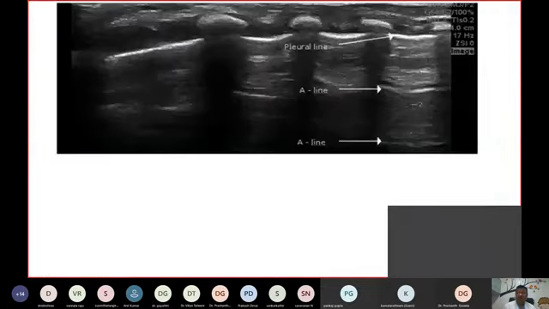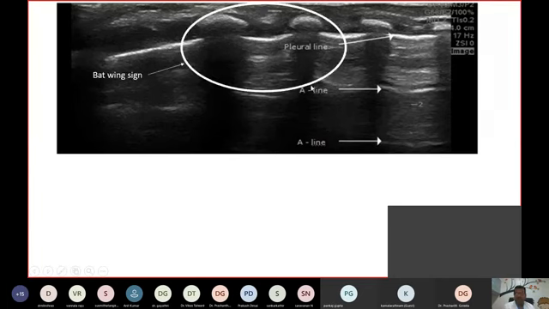So just to summarize a normal lung, this image is more than enough for you to know what is a normal lung. So you have a pleural line, thin pleural line. These are the ribs, these are the superficial tissues. Then you see equidistant A lines, horizontal artifact. This is what we call a bat wing sign, and you put M mode across and you're going to see a seashore sign.